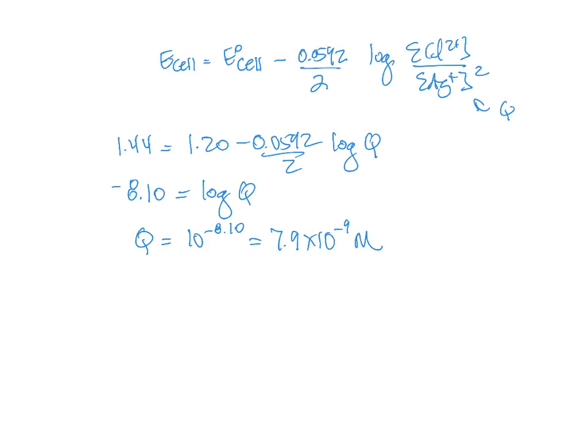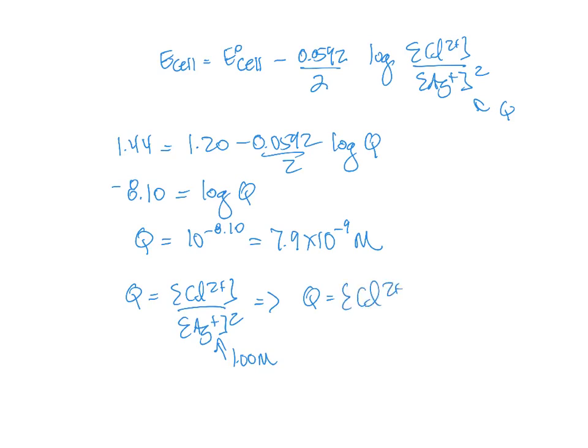Now, what does that represent? Well, Q is equal to Cd2+ over Ag+ squared. They have told us that the concentration of Ag+ is 1 molar, so that means that Q is going to be equal to the concentration of cadmium 2+. And that is the value that we got by concentration. So again, we really can learn about low concentrations by using the Nernst equation.